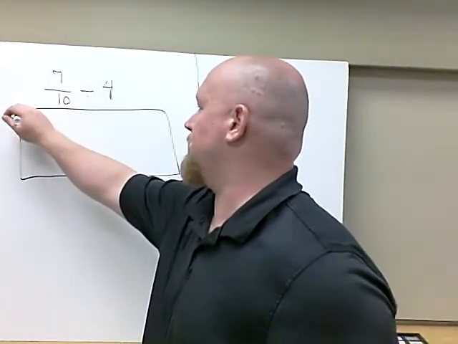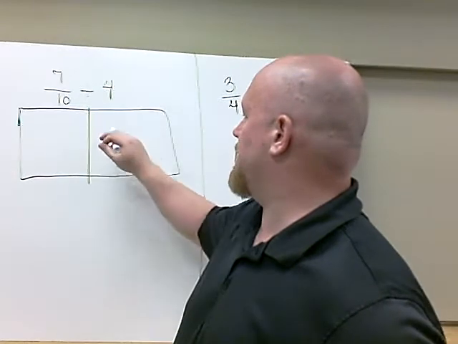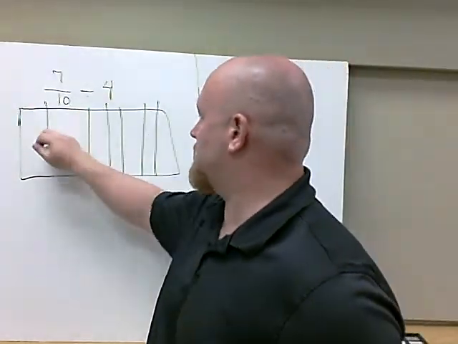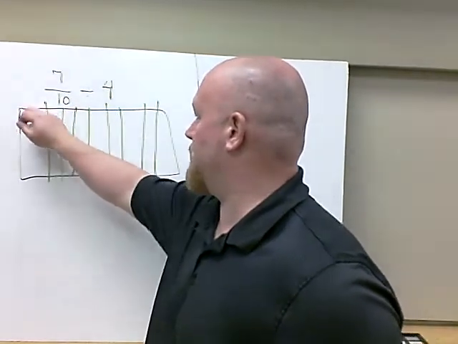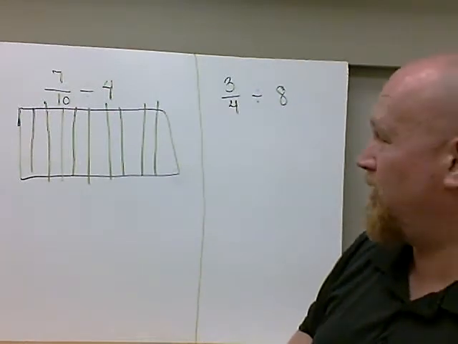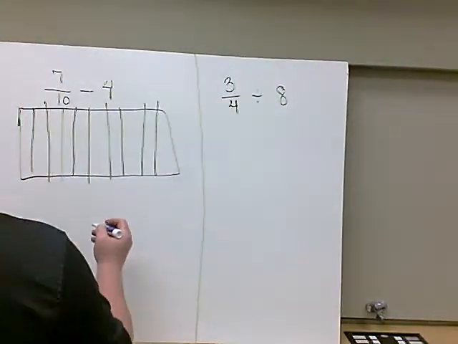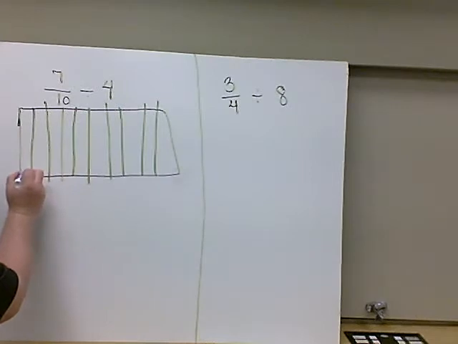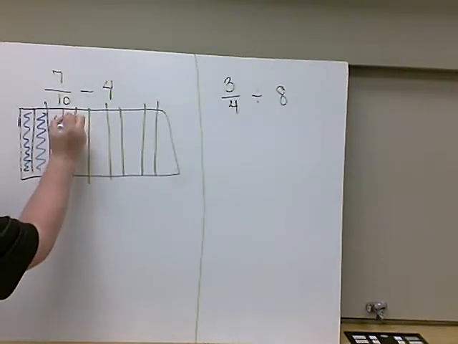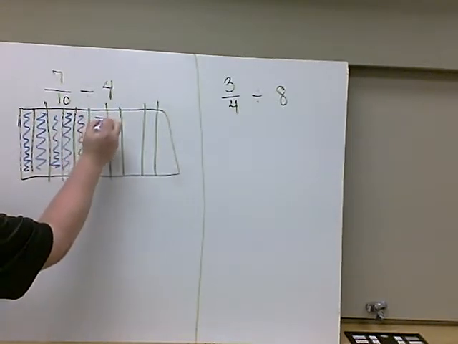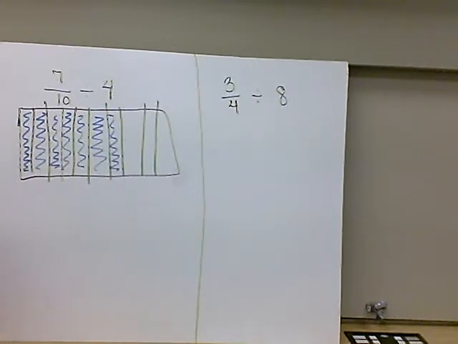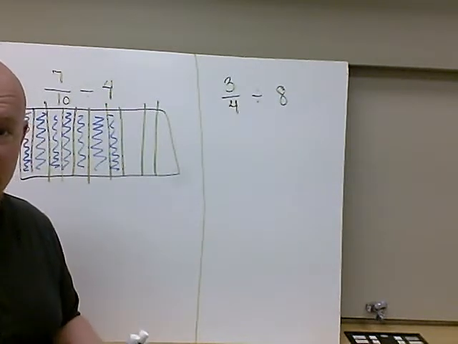I've got a big old rectangle, one whole, that I'm going to split into tenths. Now we've got 10 parts. If I look at 7 of those parts, that includes 1, 2, 3, 4, 5, 6, 7. Okay? Now I want to split those 7/10 into fourths.